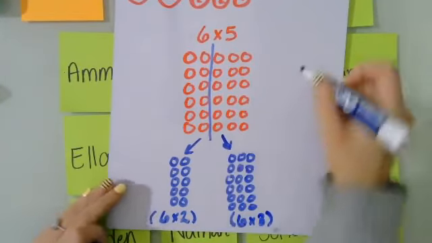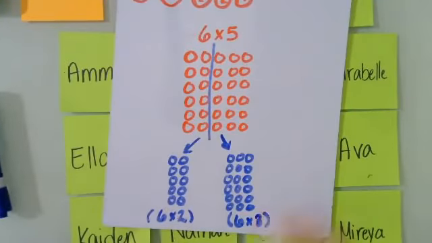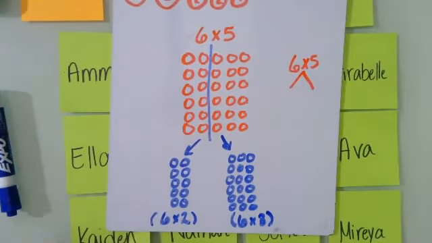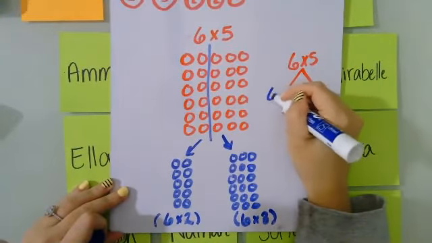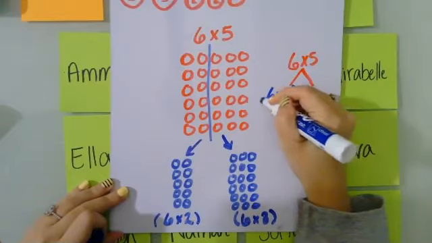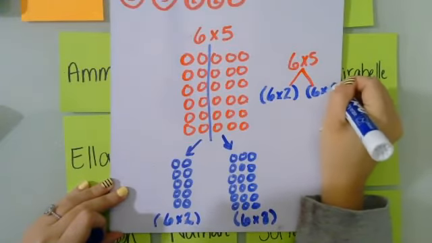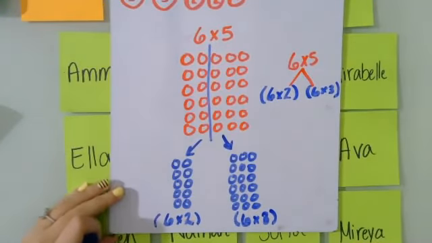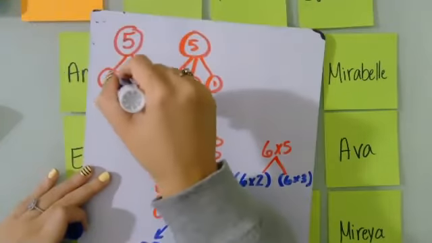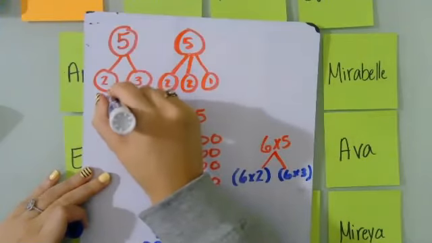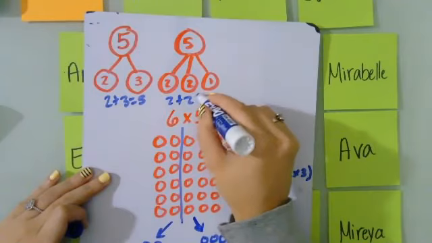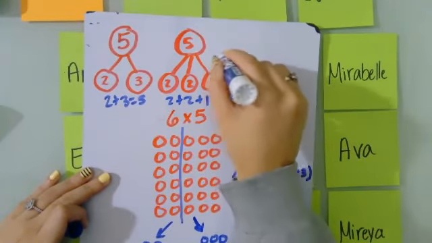Okay, so I started with 6 times 5 in my number bond. And then I broke it into 2 pieces. I broke it into 6 times 2, and I broke it into 6 times 3, sorry. And just like up here, to find 2 and 3, I add these little pieces, right? 2 and 3 is 5. 2 and 2 and 1 is 5. We know that based on our number bonds.